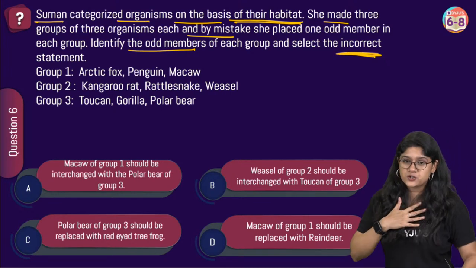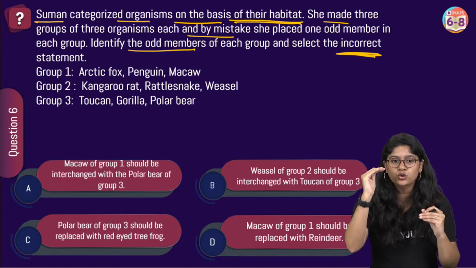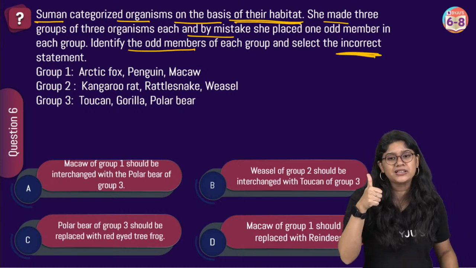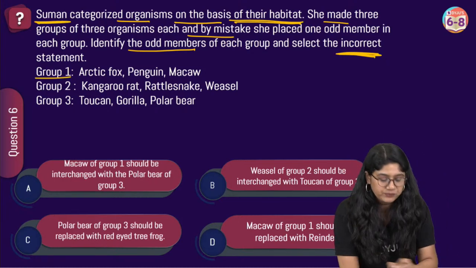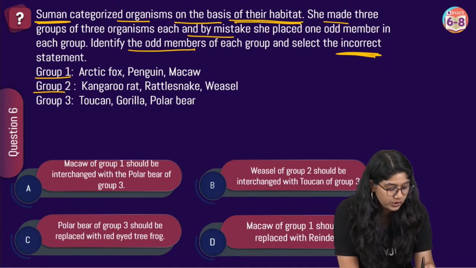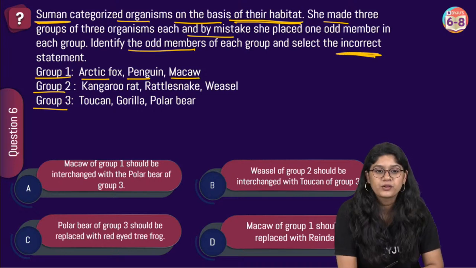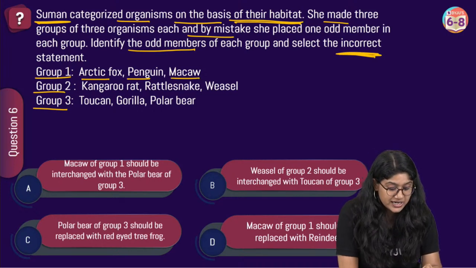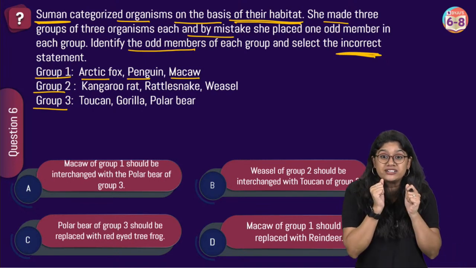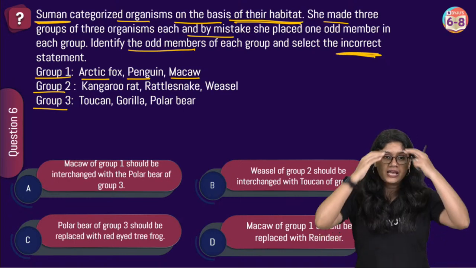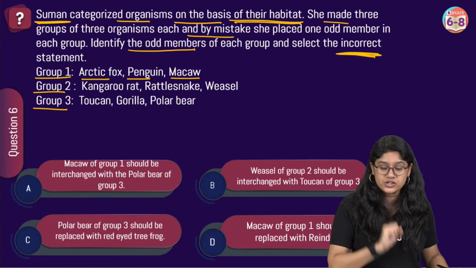So let's suppose we are Suman. We have made a category of the animals: 1, 2, 3. I want your help, so give me a thumbs up if you get it. So we are Suman, we made the categories of group 1 animals, group 2 animals and group 3 animals. We added the animals' names into it. See over here, we have Arctic fox and penguin. We know that these animals live in a colder region. Yes or no? Yes, we know that Arctic fox and the penguin live in the colder region.